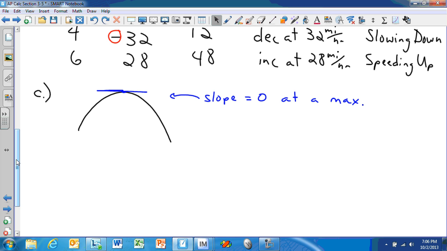Now it turns out that you can also have a slope of 0 at other points, but the way to find the maximums is to find out where the slope is 0, and then use that to help me figure out if it's a maximum or not. Realize that if I have a minimum, the same is true. If I continued this graph, for example, here at this minimum, the slope equals 0 there as well.